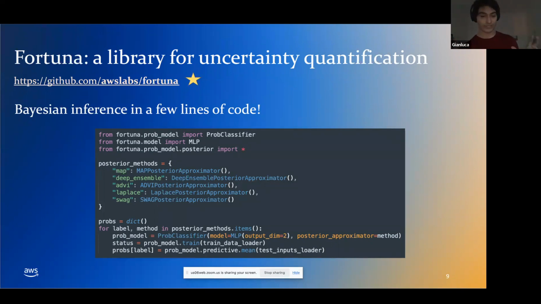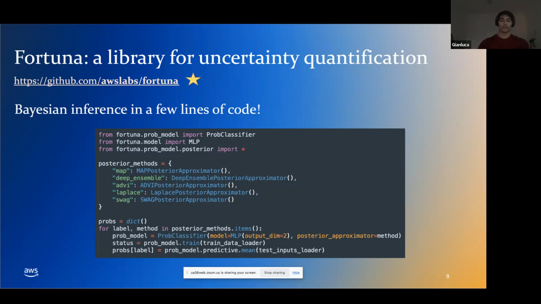As I said before, we try to complement what the user usually does. So we assume that the user starts from a classic deep learning model, an MLP, a multi-layer perceptron in this case. What this probabilistic classifier does is a wrapper around this multi-layer perceptron that basically defines a prior distribution, a likelihood function, and eventually a posterior distribution under the hood, a predictive distribution. So with a very simple wrapper, you can basically obtain a probabilistic model.